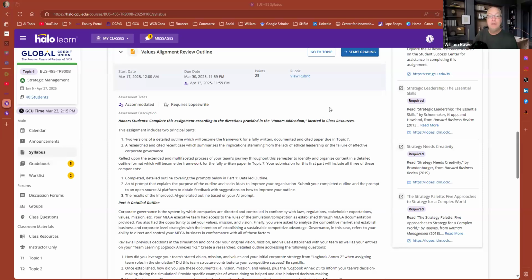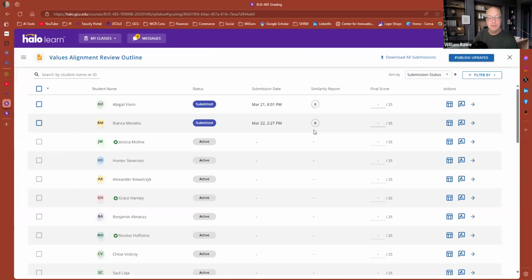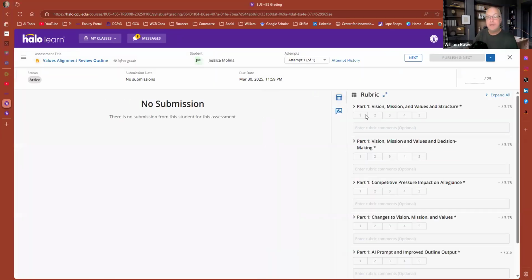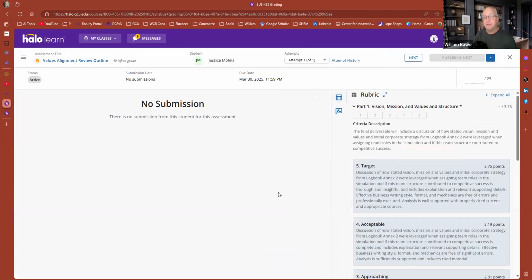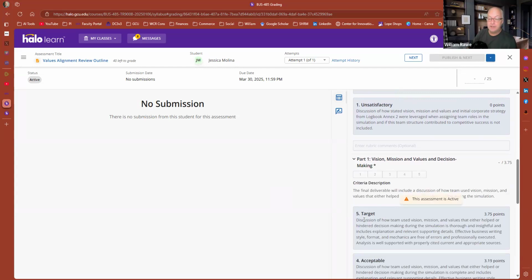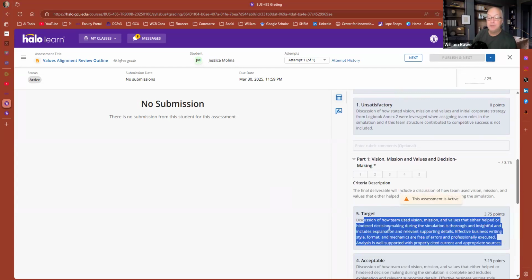All right, one more thing for this video that I want to show you. So I'm going to go back and share our portal here. And let's go in here. It's not one that hasn't been submitted. You should look at the rubric on any assignment, and you should look at the target area. This is how the grader and I will evaluate your paper. So on vision, mission, and values, discussion of how stated vision, mission, values, and initial corporate strategy from Logbook Annex 2 were leveraged when assigning team roles in the simulation. So go through your rubric and look at each of the high level, the target, what we're going to be looking for and what you're going to be graded on.